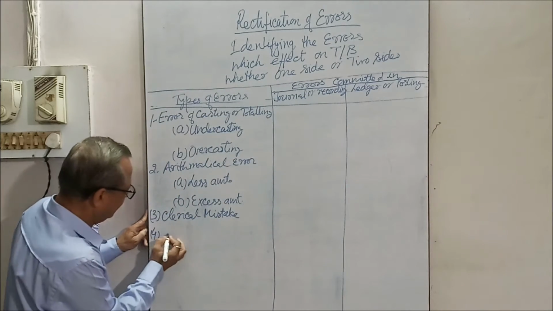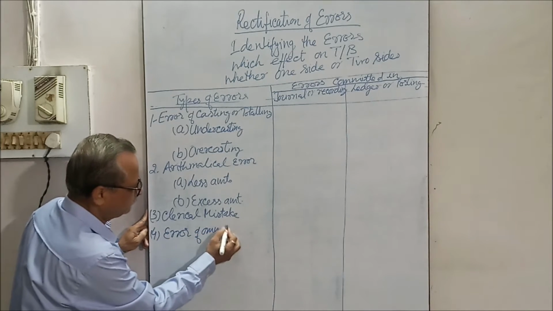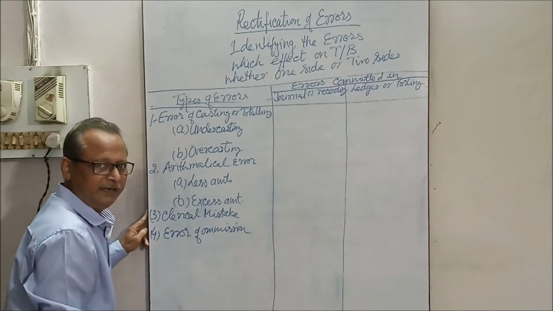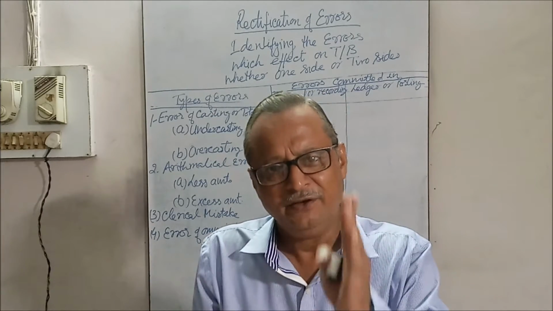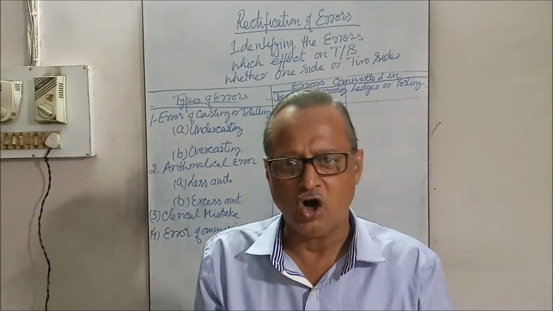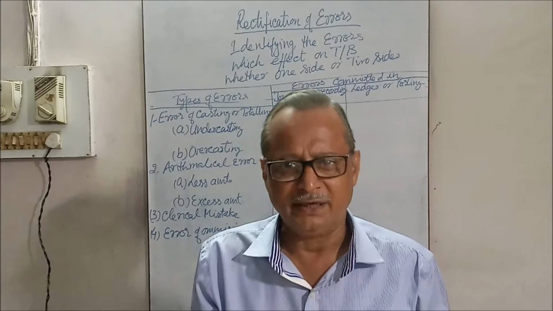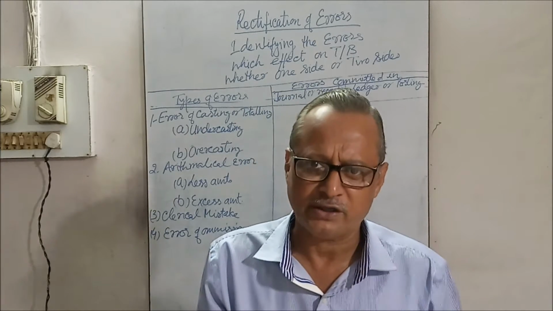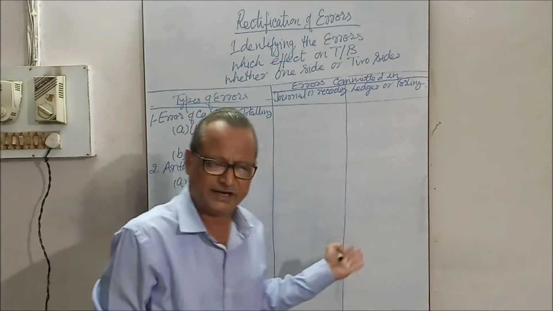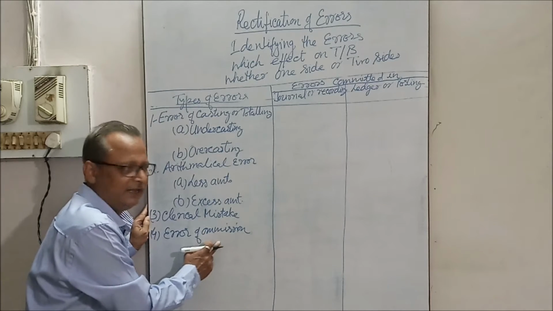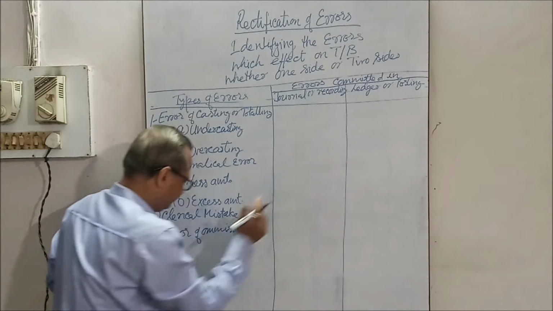Fourth is error of omission. Omission error means if one transaction is made but it is omitted to be recorded in the books or omitted to be posted in one account. That is, it should be posted in two accounts, but it is posted in one account, and the other account is omitted to be posted. So this will affect the trial balance. How it will be single-sided or double-sided, we will check. Omission is called complete omission if it is made while recording. It is called partial omission if it is made in the posting.